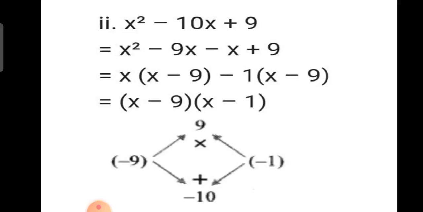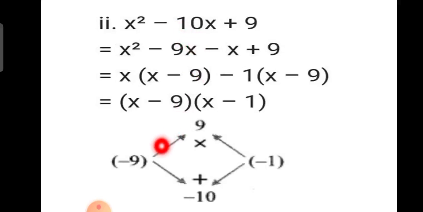So here we have to find out the factors of 9. So 3 3s are 9 is there, but 3 plus 3 is not equal to 10. So the factors of 9 will be 9 1s are 9. Now here there is minus 10. So if one of the numbers has a minus sign, then 9 minus 1 will be equal to 8. It will not be equal to 10.